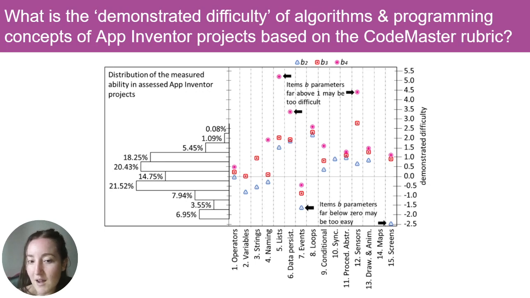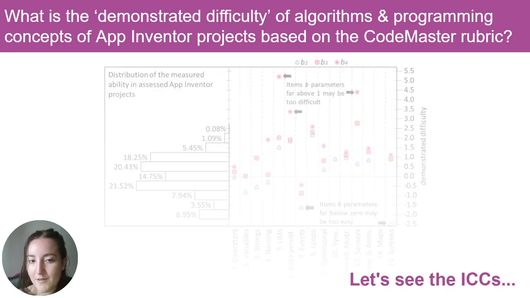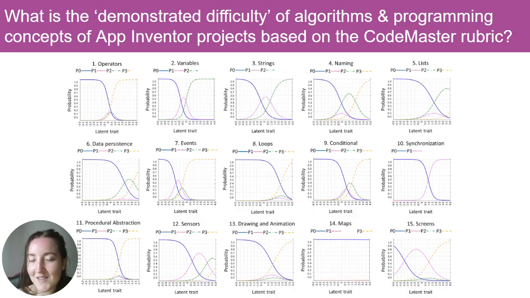The most difficult items include lists, data persistence, and sensors. For example, the third category on lists has the highest demonstrated difficulty parameter, the B4, being the most difficult to achieve among all items. Another visual plot that makes it easier to compare these items is the item characteristic curves. So let's see these ICCs.